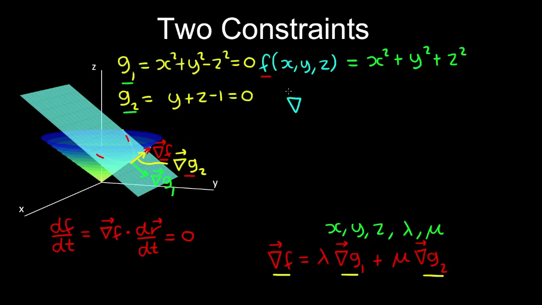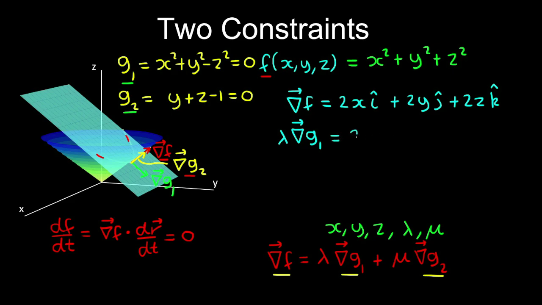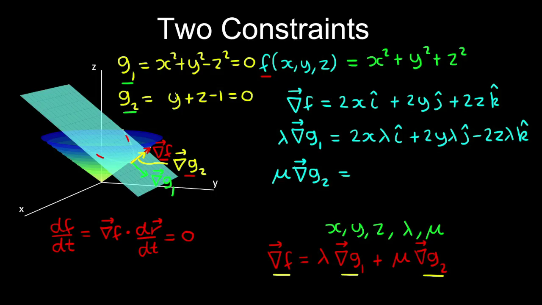So the first step is to take the gradient of f, which is 2x in the i direction, plus 2y in the j direction, plus 2z in the k direction. Taking the gradient of the first constraint and multiplying by the Lagrange multiplier, we get 2x lambda in the i direction, plus 2y lambda in the j direction, minus 2z lambda in the k direction. And taking the gradient of our second constraint function and multiplying this by the other Lagrange multiplier, we get 0 in the i direction and 1 multiplied by mu in the j direction, plus 1 multiplied by mu in the k direction. Now we can equate the i components, so that gives 2x is equal to 2x lambda.